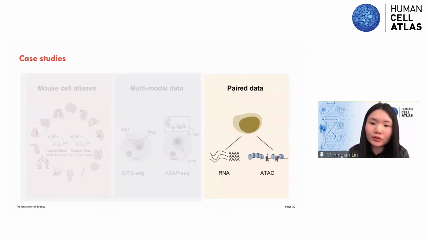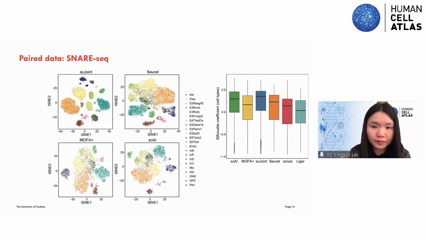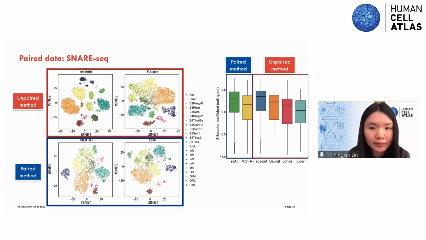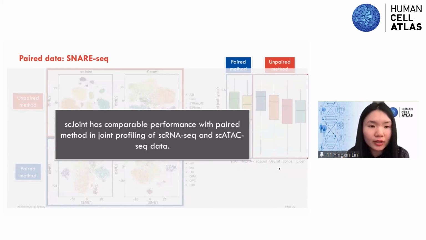And finally, I will use SNARE-seq data as a gold standard to evaluate the performance of scJoint. We compare scJoint with two more methods that are designed for paired data. We can see that the joint embedding of scJoint is clearly grouped by cell types. And looking at the evaluation matrix here, we found that scJoint has very comparable performance with the paired methods, while outperforming the other unpaired methods. So in summary, scJoint has comparable performance with paired methods in the paired data.